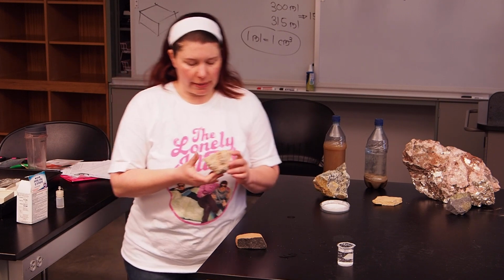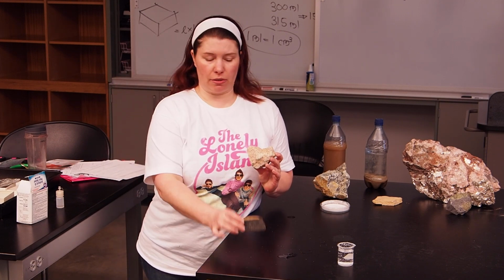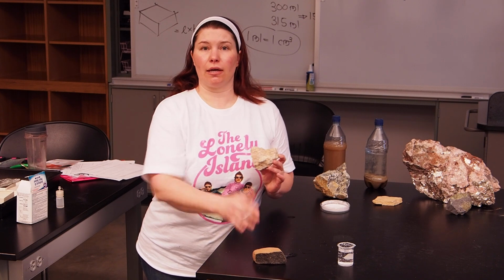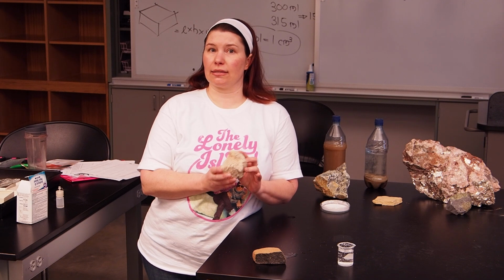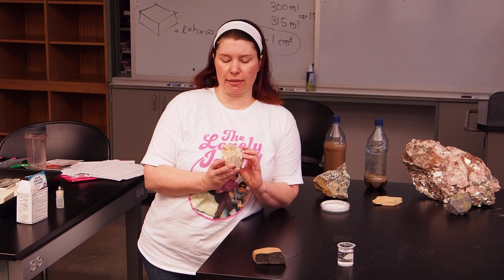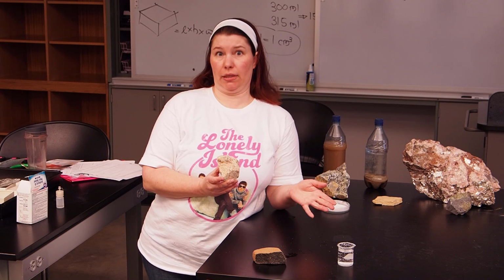Okay, moving on to the next form. So this is oxidation, right, or rusting. So we have dissolution, oxidation, and our third type of chemical weathering is something called hydrolysis. Hydro. That makes us think of water. So once again, we're dealing with water.